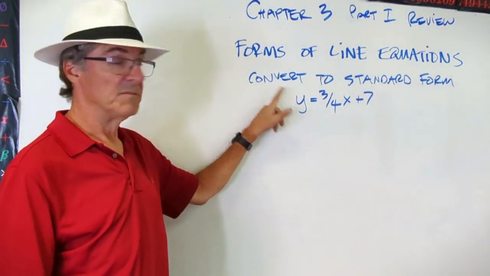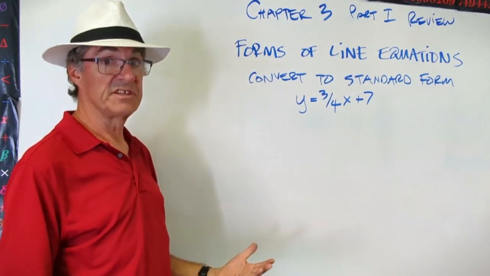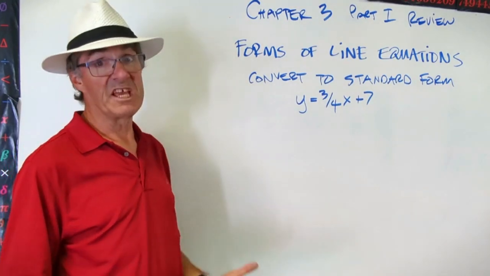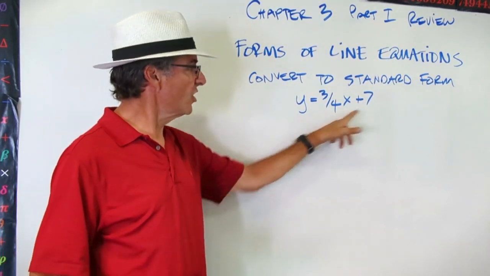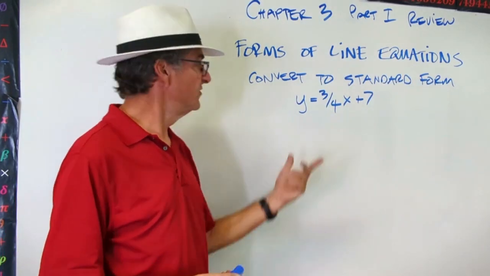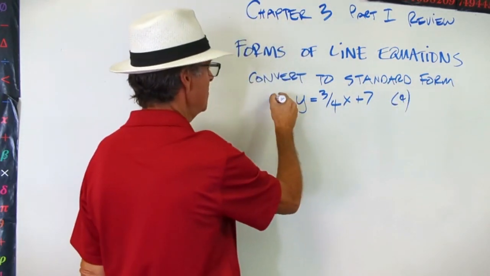Convert to standard form. Notice this equation here is in gradient intercept form. We need to convert it to standard form. So the first thing to do is get rid of your fractions. Can't have them. All the coefficients have to be integers. So the easiest way to do that is multiply both sides by 4, like so.